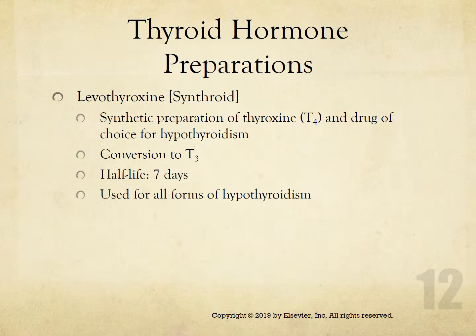So now we're going to talk about the thyroid hormone preparations. The first preparation, the most common for hypothyroidism, would be levothyroxine, trade name Synthroid. It is a synthetic preparation of T4, and it is usually the drug of choice with the conversion to T3, which is then utilized by the body. It has a long half-life of 7 days, and is used for all forms of hypothyroidism.